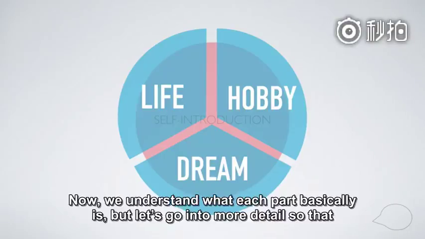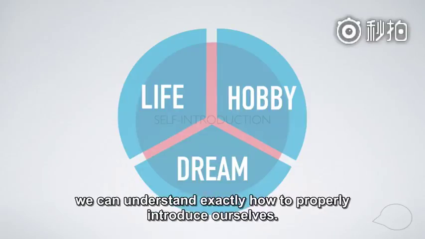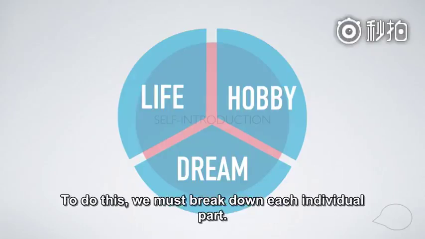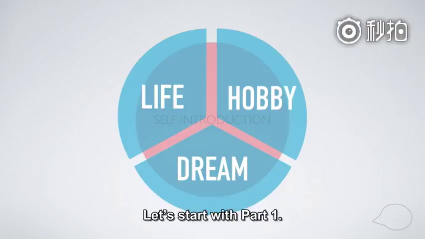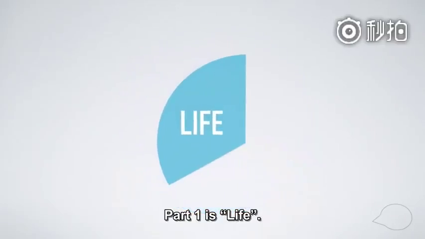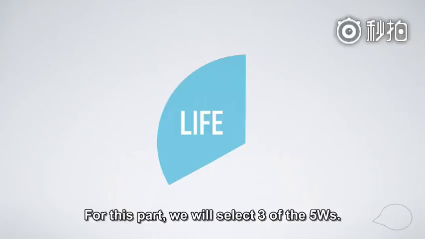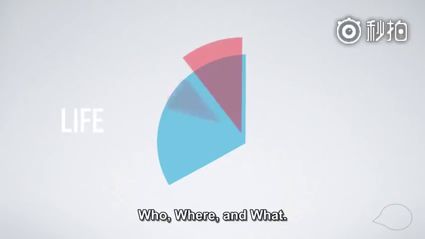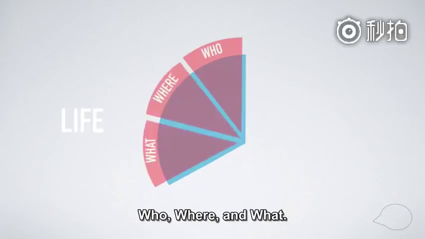Now, we understand what each part basically is, but let's go into more detail so that we can understand exactly how to properly introduce ourselves. To do this, we must break down each individual part. Let's start with Part 1. Part 1 is, once again, life. For this part, we will select 3 of the 5 W's: who, where, and what.